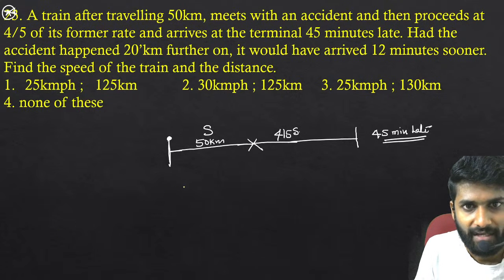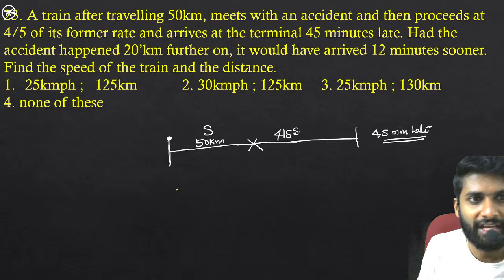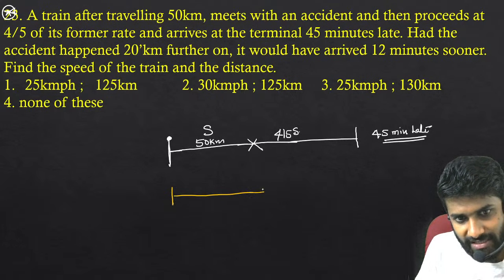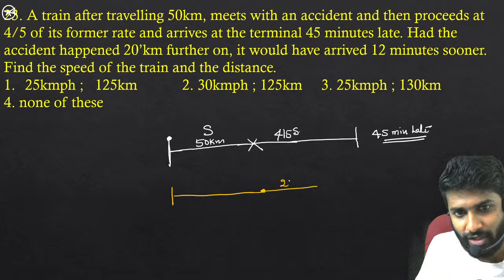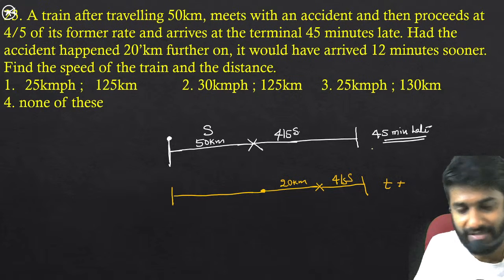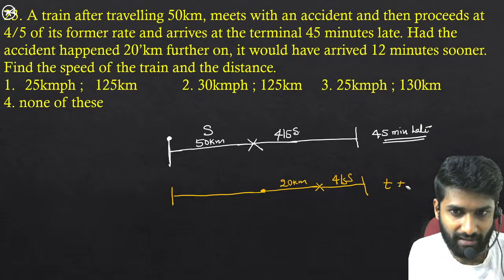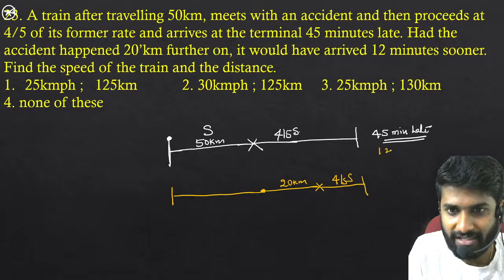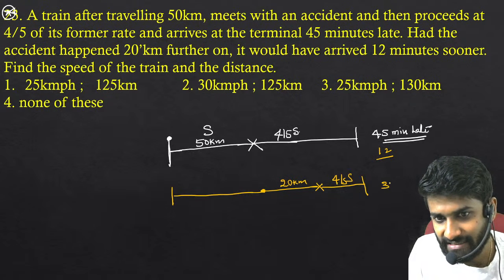Next information. Had the accident happened 20 kilometers further, after the accident it runs at 4 by 5th of its speed and reaches the terminal 12 minutes sooner. 12 minutes sooner means you subtract 12. See, 12 minutes sooner means earlier than 45 minutes late, for example, it reaches 33 minutes late.